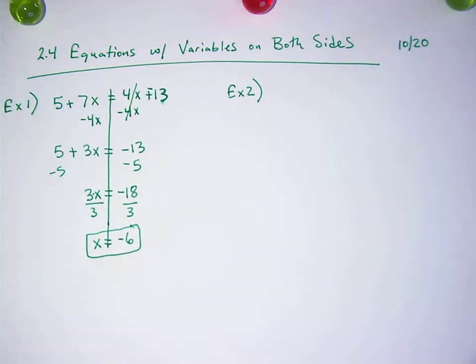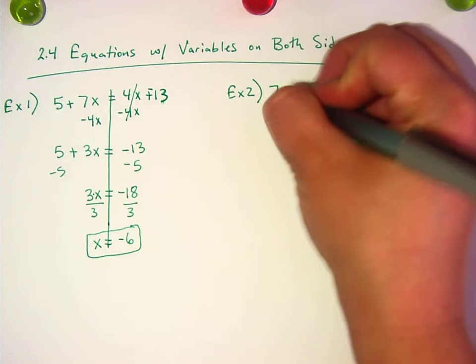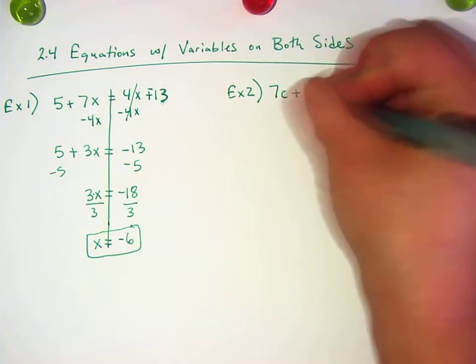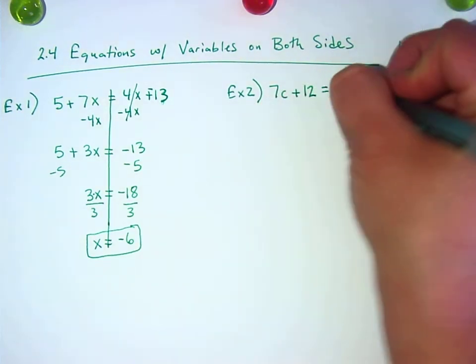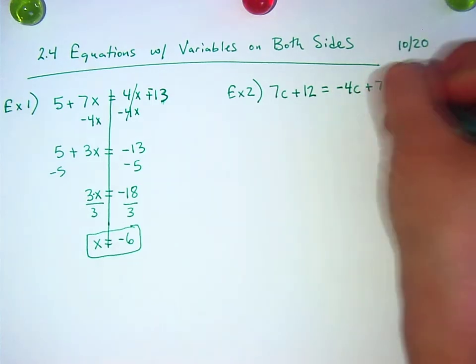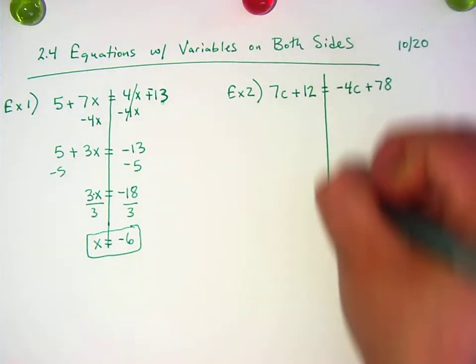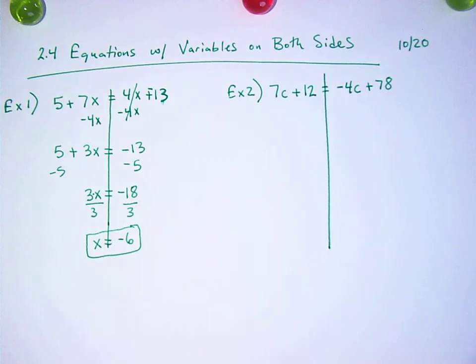All right, so let's try 7c plus 12 equals negative 4c plus 78. Go ahead and try this with your partner now. You decide which side you're going to get the c's on and which side you're going to get the numbers on. Decide together. Talk to each other.